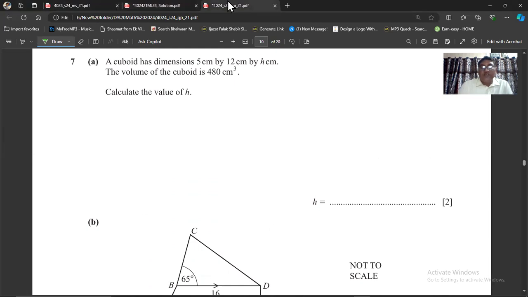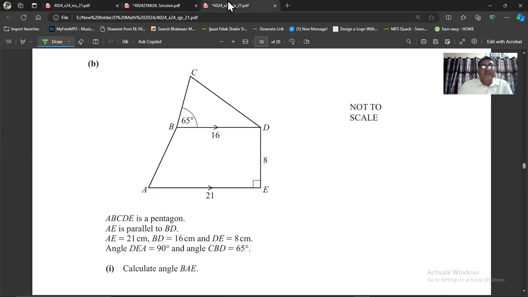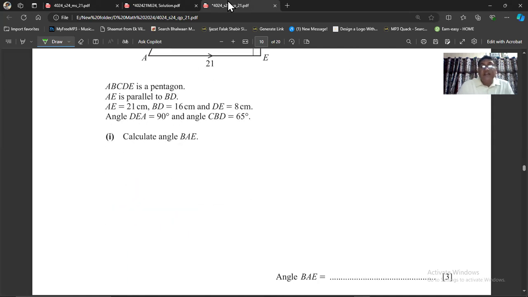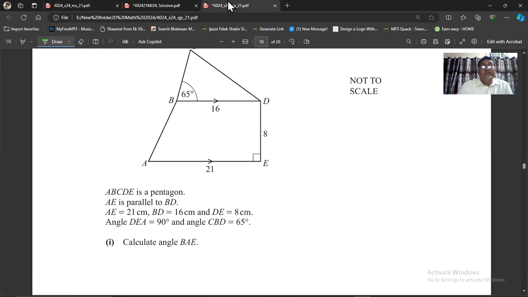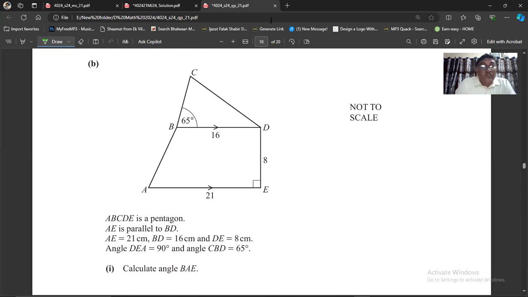So question number 7 is part B. Here he says ABCDE is a pentagon, and AE is parallel to BD. AE side is 21 centimeter, the BD side is 16 centimeter, DE side is 8 centimeter, angle DEA is 90 degrees, and angle CBD is 65 degrees. Calculate the angle BAE. It's a 3 marks question. BAE is the question, so they are asking me to find this angle.